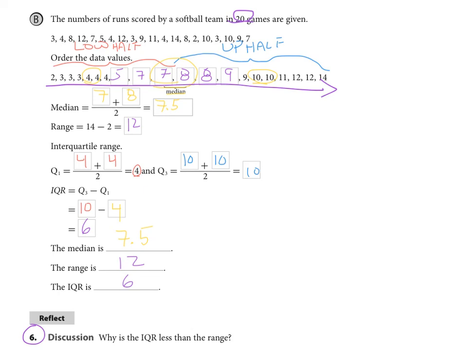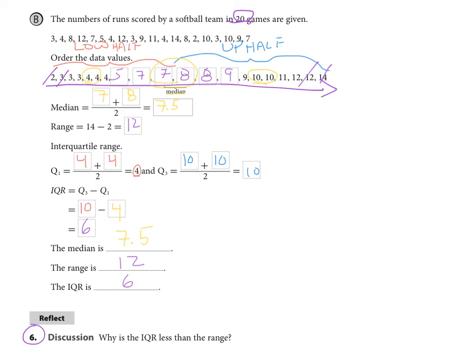Next thing I did was find the median. That was just by clicking off my outside numbers till I got to the inside. And when I did that, I found I had 7 and 8. The average, of course, is 7.5. The range, the greatest value minus the least value, gives me 12.